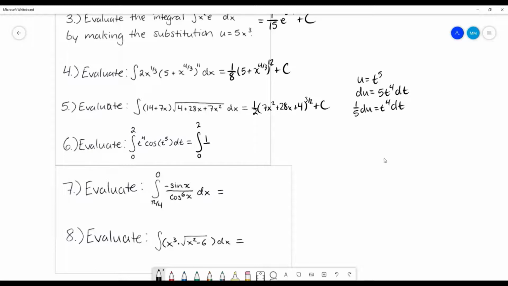So I turn this into 1/5, and of course that goes away because I'm substituting it in, and it's still a cosine, but now it's a cosine of u du. And of course the integral of cosine is sine, so that's 1/5 sine of u on these bounds. And we should probably plug back in that t value.